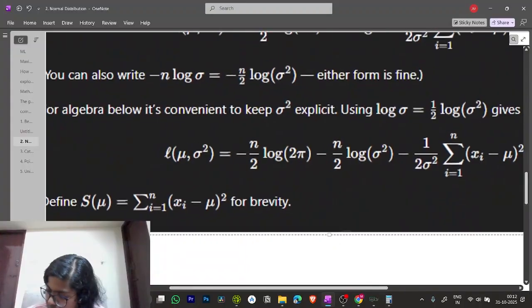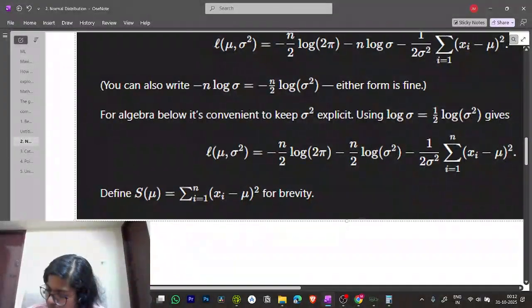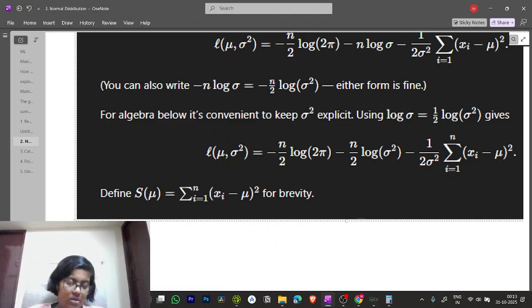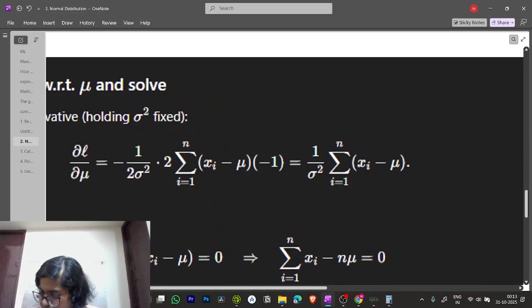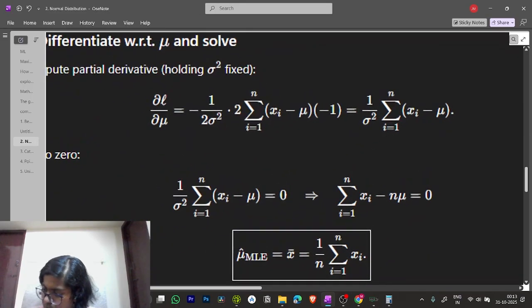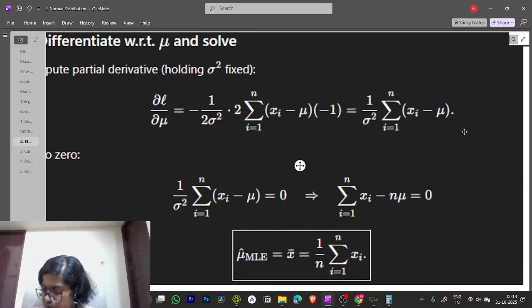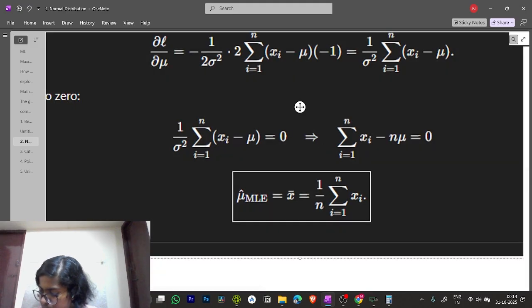After this, we have two possibilities. One is we can differentiate with respect to mu, which is the mean value, or we can differentiate with respect to sigma, which is the square root of variance. So we are going to take two cases for normal distribution and differentiate. First we differentiate with respect to mu. The differentiation is very simple, it's just maths, you can follow it, and then you equate it to 0. This is what you get after differentiation.